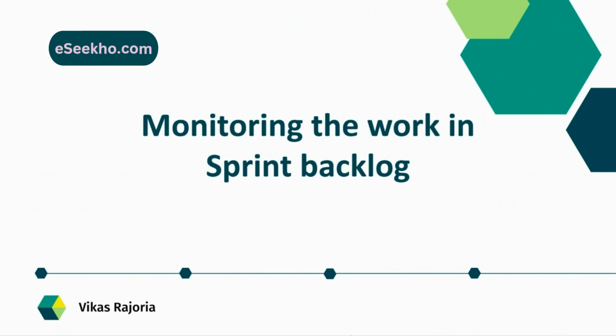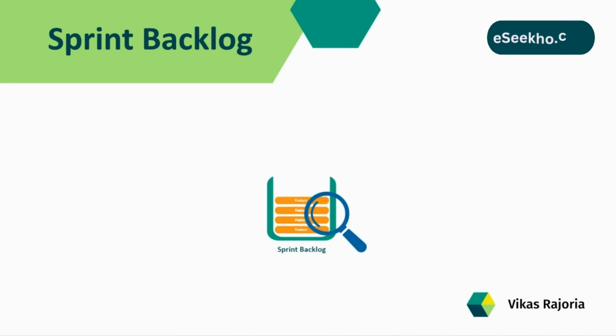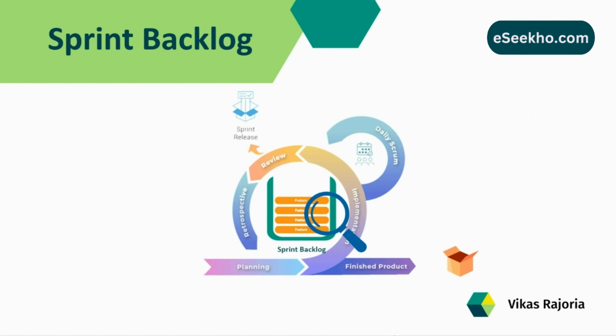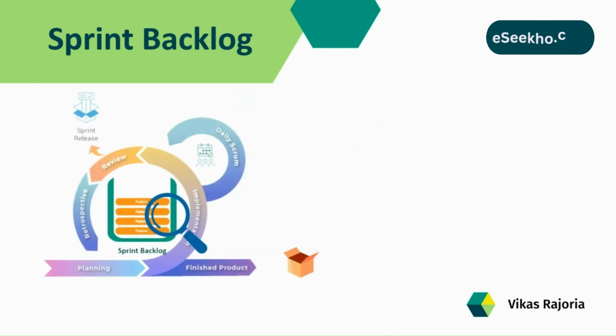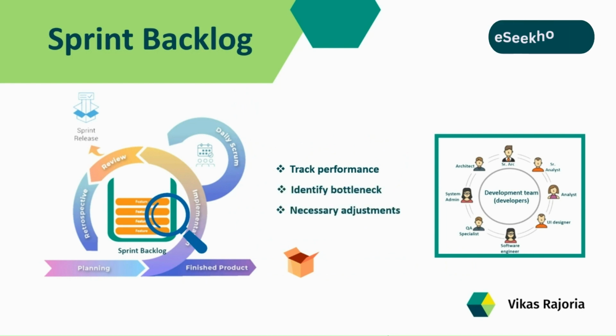Next topic is monitoring the sprint backlog. Monitoring sprint progress is important to ensure a product increment by the end of each iteration or sprint. It helps the team to track their performance, identify bottlenecks and make necessary adjustments to meet their sprint goal. Here are some steps to monitor sprint progress effectively.